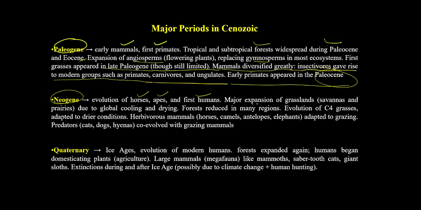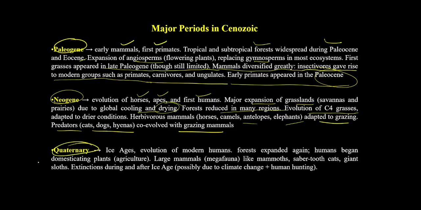Then there was major expansion of grasslands like savanna and prairies due to global cooling and drying. Forests reduced in many regions. C4 grasses evolved, adapted to drier conditions. Herbivorous mammals like horses, camels, antelopes, and elephants adapted to grazing, and predators like cats, dogs, and hyenas co-evolved with the grazing mammals.